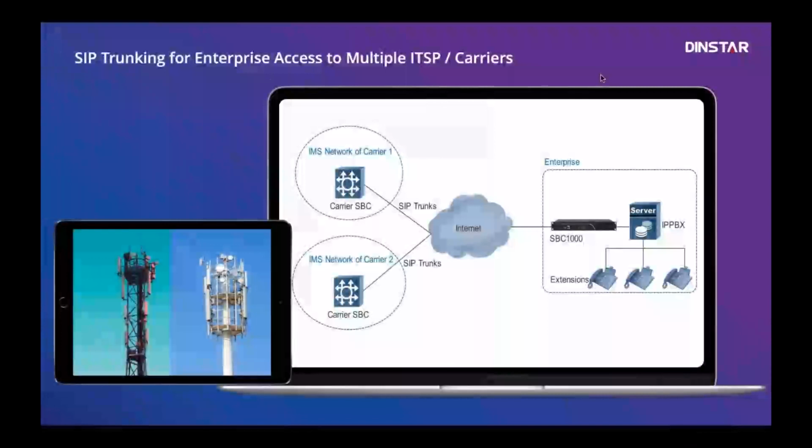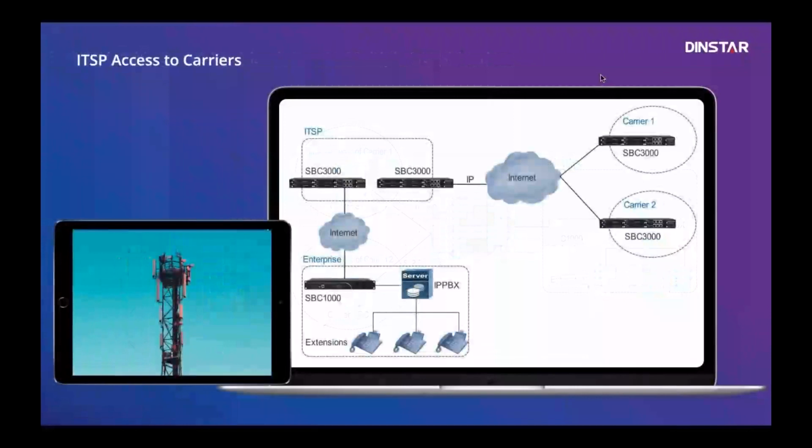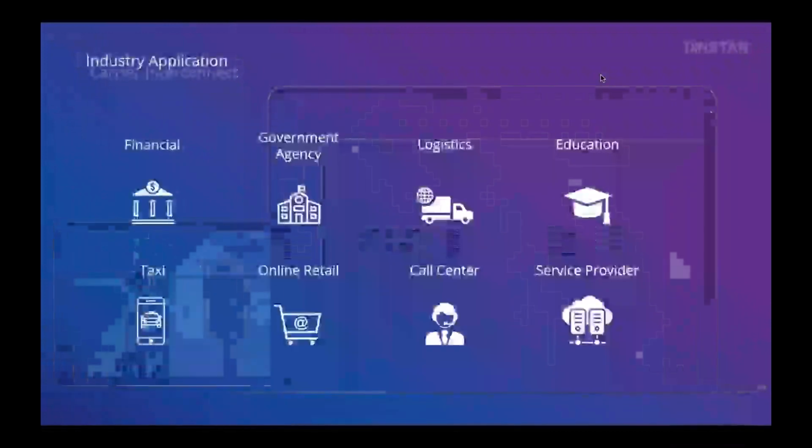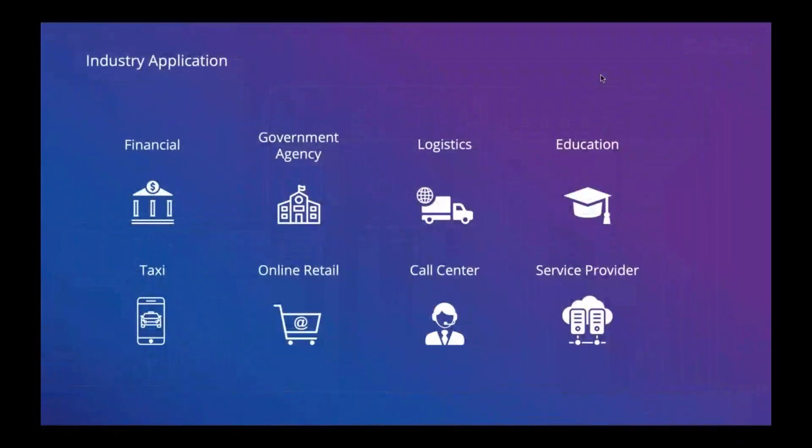When an enterprise accesses different SIP trunk providers, the SBC can provide failover routing, load balancing, and least cost routing, usually called LCR, while managing all the interoperability issues we mentioned before. When we talk about SIP trunking between service providers and carriers, or carrier interconnections, the SBC not only protects their own networks, but also ensures the compatibility between these networks.